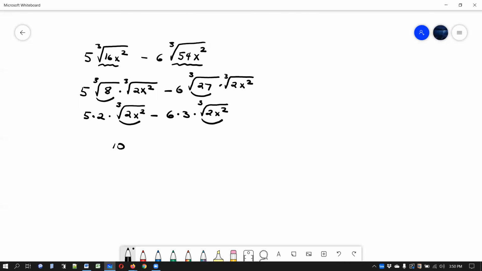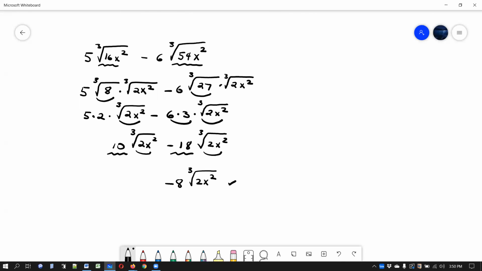So 5 times 2. 6 times 3. Now that they match, we perform the operation on their coefficients. 10 minus 8. And this is my final answer. Okay, so this is again a typical case where they do not match at first, but after simplification, they did. And we were able to get our final answer.